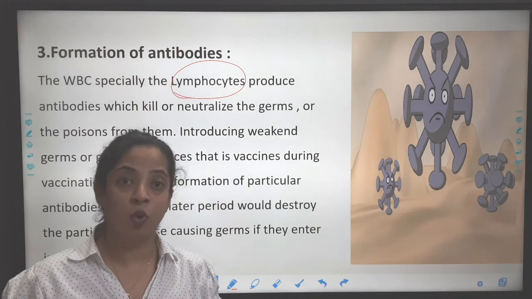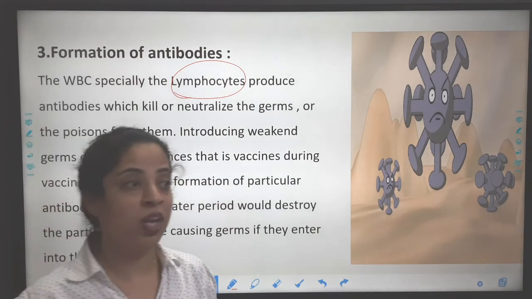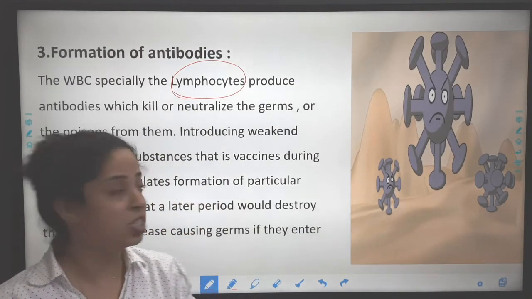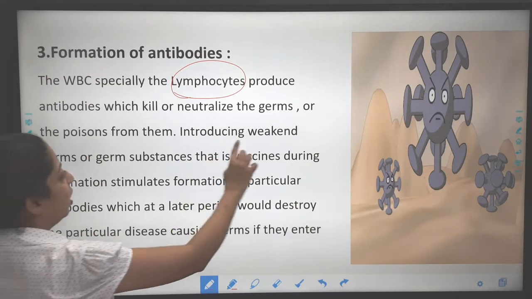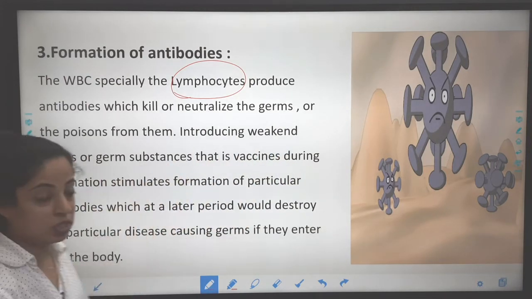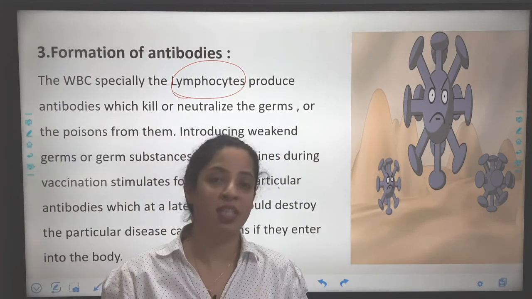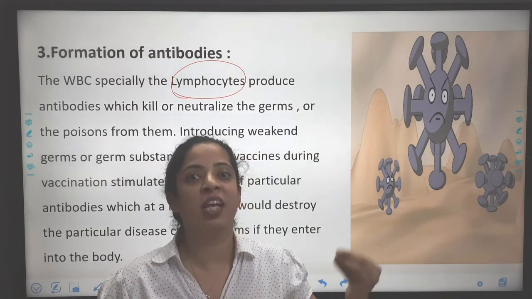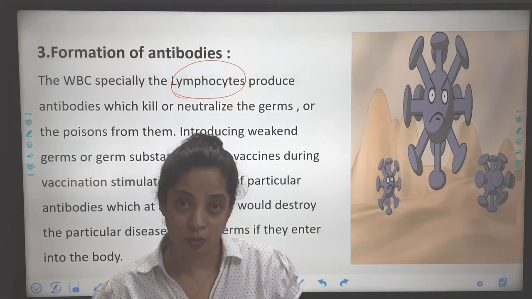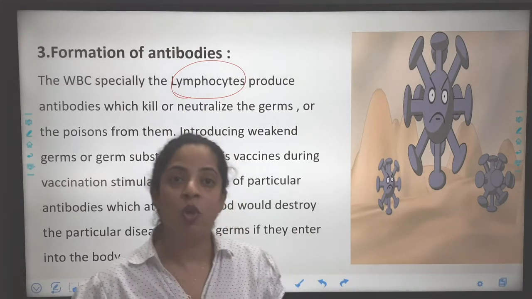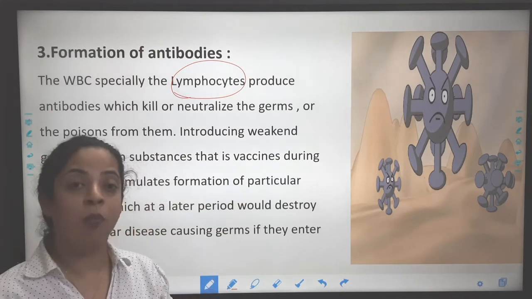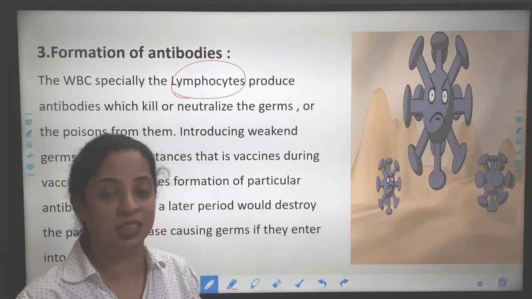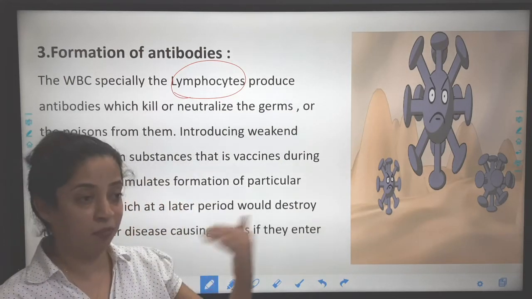Now students, you should know what vaccination is. Whenever a vaccination is given to us against any particular disease, what is that vaccination? That vaccination is weakened germs or germ substances. For example, if you are given a vaccination for chickenpox, then the weakened germs of chickenpox are introduced in your body. Why are the germs introduced? So that your body responds to it and produces antibodies for fighting these chickenpox germs that have been introduced.